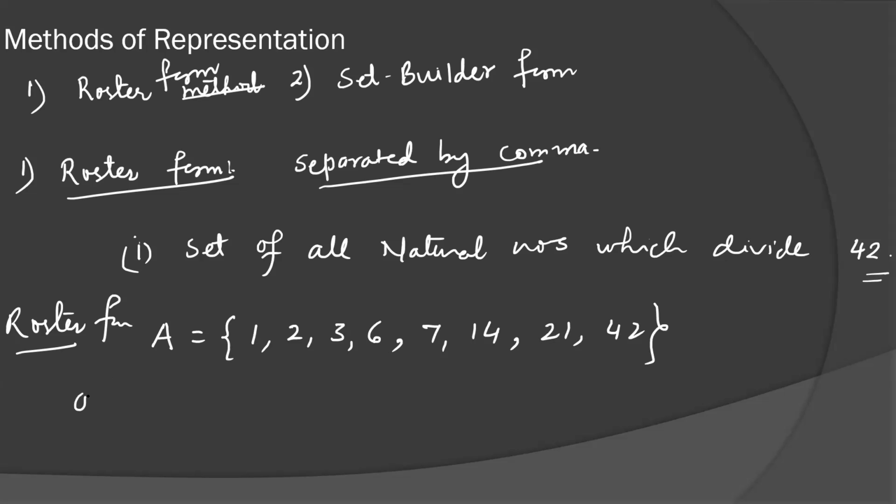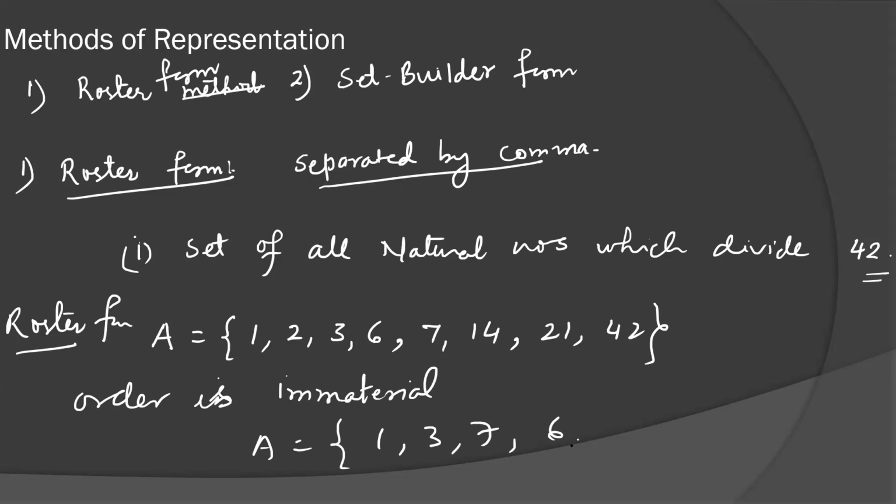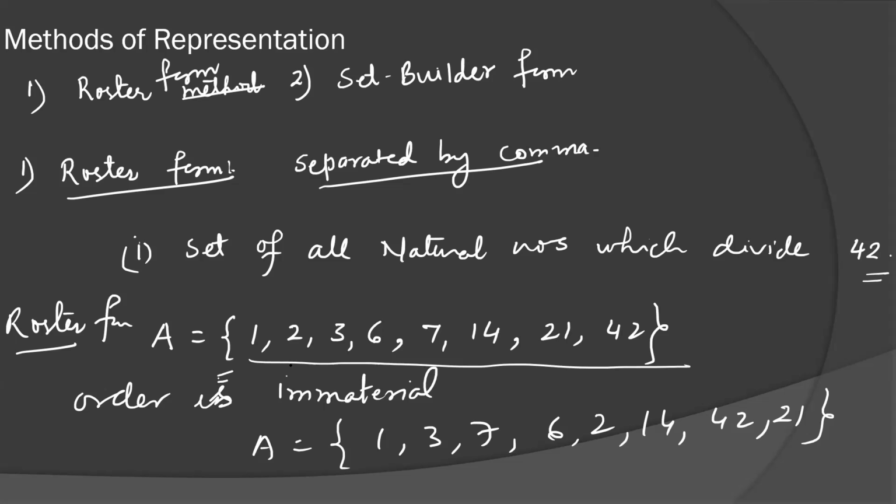An important property is order is immaterial. Order is immaterial means we can write like this also: 1, 3, 7, 6, 2, 14, 42, 21. We can write the elements in any order. In the roster form, order is immaterial. Elements are separated by commas, and this is the representation of the set. So overall, this form is called roster form.